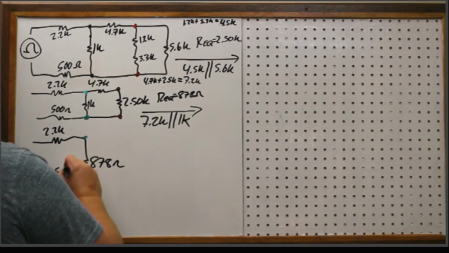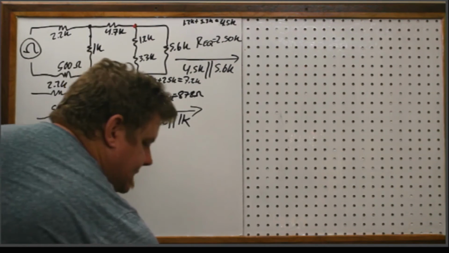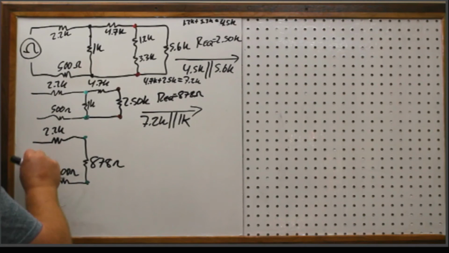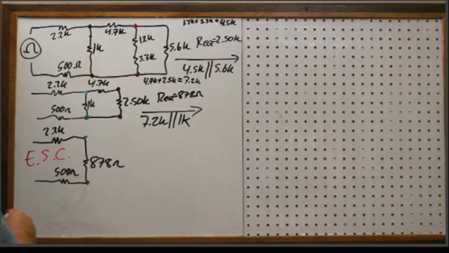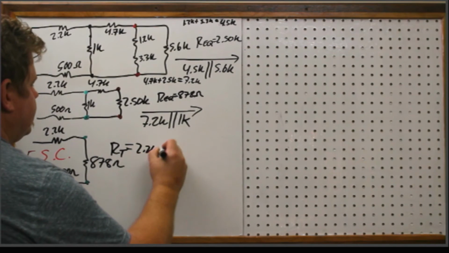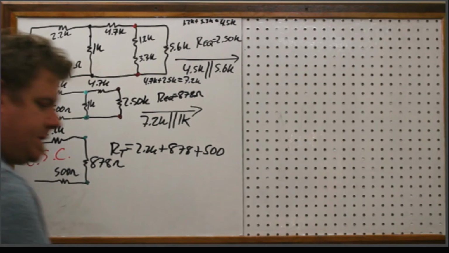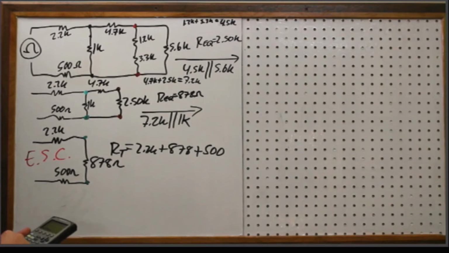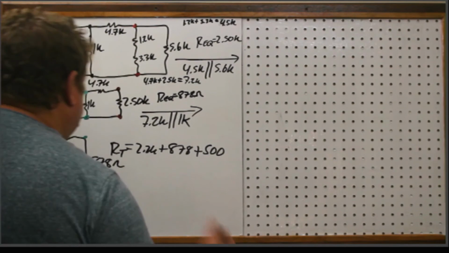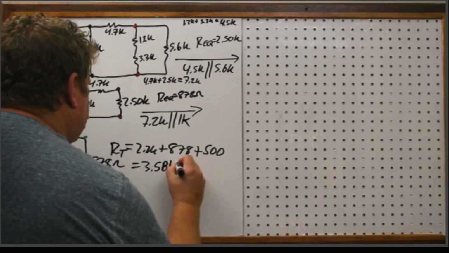Okay. Now you can see this is what I was discussing earlier, that you have to get down to an essentially series circuit. And that's where we're at right here. Okay. So now I can go ahead and say the total resistance is 2.2K plus 878 ohms plus 500 ohms. So 2200 plus 878 plus 500, and I get 3.58 kilo ohms.